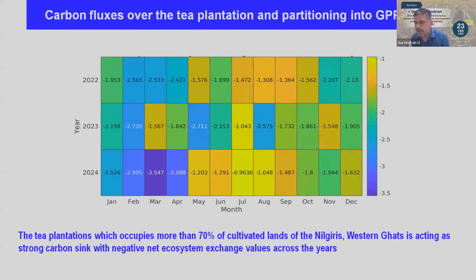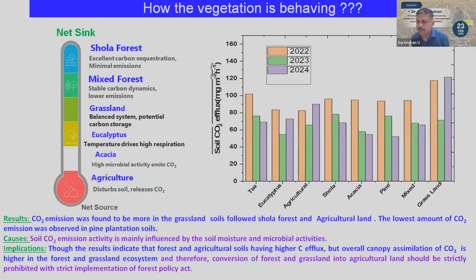That is what we observed irrespective of the months. There is a variation between different seasons as well as different monsoon periods, but still it is a positive thing. When we compare the different land uses, we found that shola forest and mixed forest have strong carbon sequestration potential, and grassland is also a balanced system. Whereas eucalyptus, acacia and these kinds of monoplantations have higher respiration, which means they act as a source, but still some months it is positive, some months it is negative.